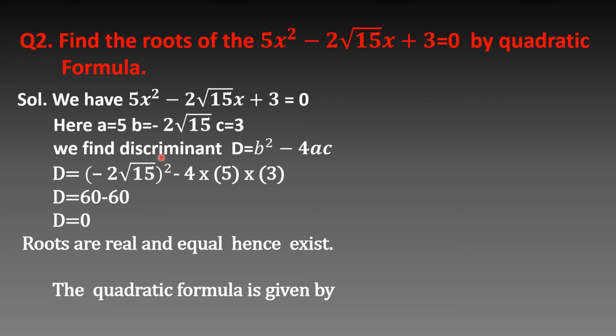Now on putting the values of a, b, c in the equation D equals b square minus 4ac, which is the discriminant, and solving, we can see that the discriminant is coming equal to 0, which shows that roots are real and equal. Hence when the roots are real and equal, they exist. So when the roots exist, we will find the roots by the quadratic formula. Our quadratic formula is given by x equals minus b plus minus under root b square minus 4ac upon 2a.